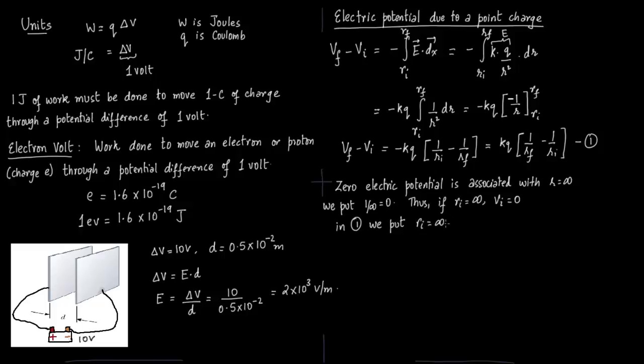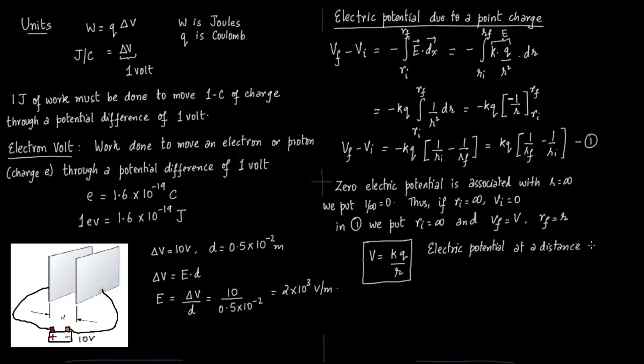So in equation 1 you put Ri as infinity and you put Vi as 0, and you put Vf equals to V. We also put the distance as R. So if you put Rf as R, you get V equals to Kq over R. So we have just plugged in Vf as V, Rf as R, and Vi as 0 and Ri as infinity. So this formula which we get, V equals to Kq over R, is electric potential at a distance R from the charge Q. So this formula V equals to Kq by R can also be interpreted as the amount of work done in bringing the charge from infinity to present position, because this is same as saying as putting Vi as 0, and Vi is associated with distance Ri and Ri is infinity.